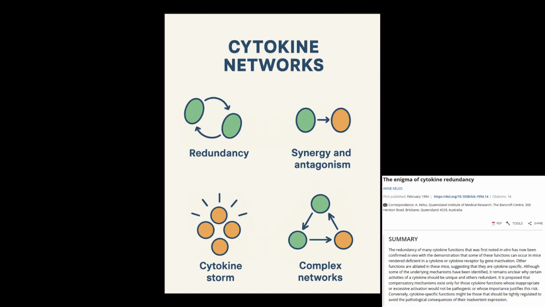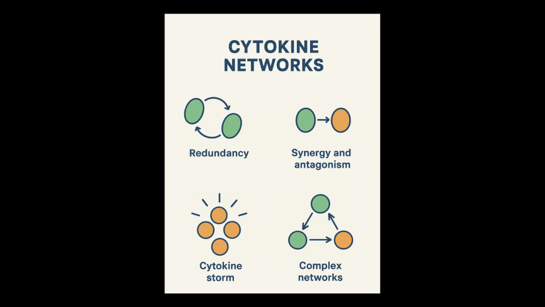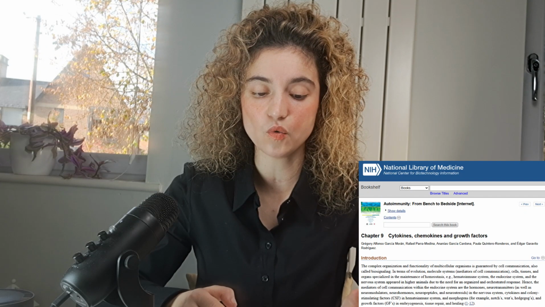So let's look at cytokine networks as a concise version. Cytokines act in complex networks to regulate the immune response. Redundancy. Multiple cytokines can perform similar functions, ensuring reliable signaling. Synergy and antagonism. Cytokines can enhance or inhibit others' effects to fine-tune responses. Cytokine storm. Excessive cytokine production can cause severe inflammation and tissue damage, seen in some infections and autoimmune conditions. These networks maintain balance in immune activity, preventing under or overreaction.